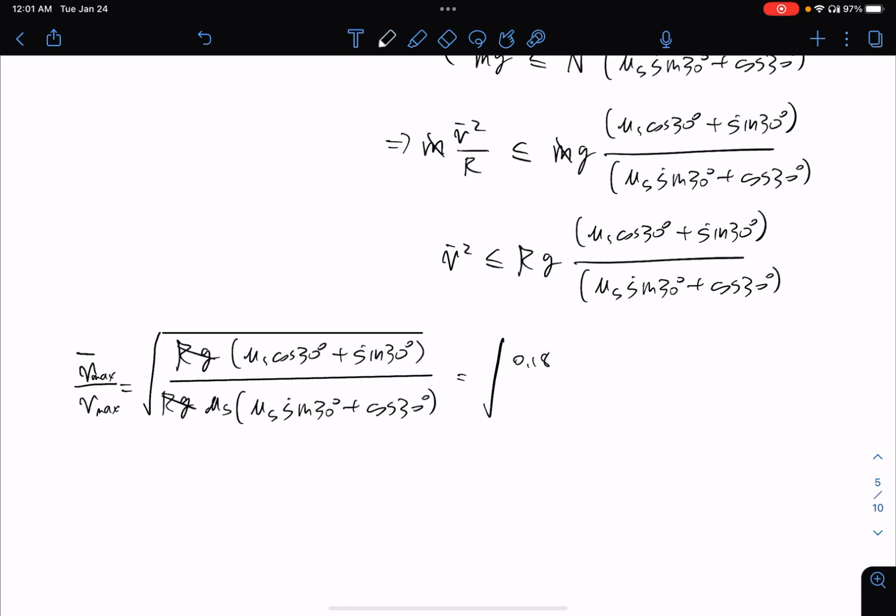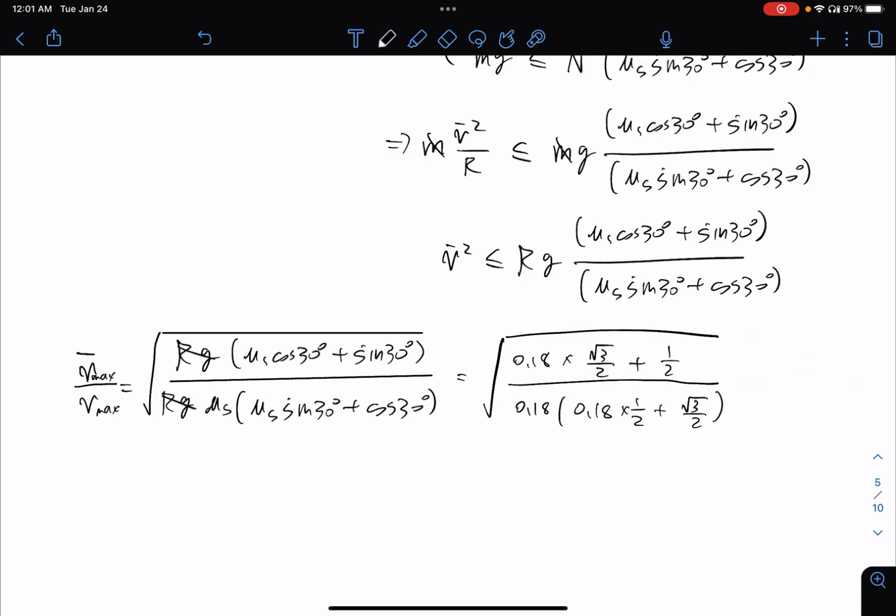is going to be square root of 3 divided by 2 plus 1/2, which is sine 30. And now I have mu s times the cosine of 30 degree, and I mean sine of 30 degree, and square root of 3 divided by 2. So this is my ratio. I can then use my calculator to calculate it.